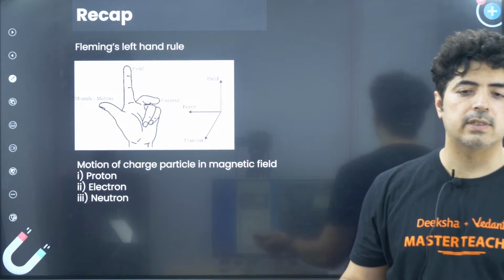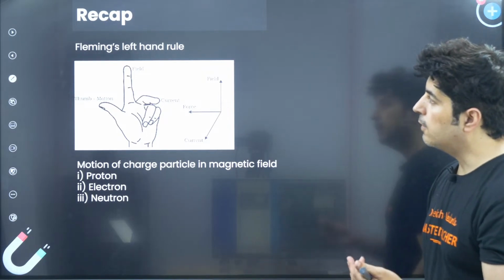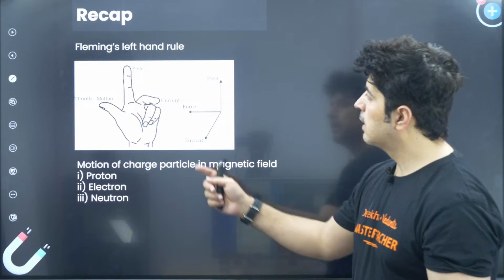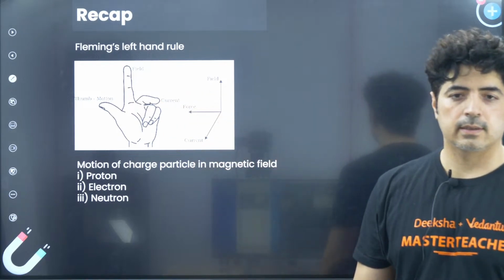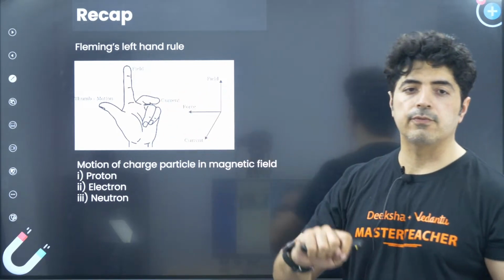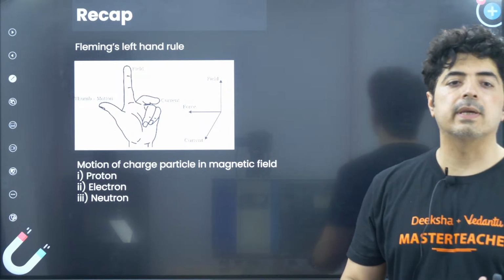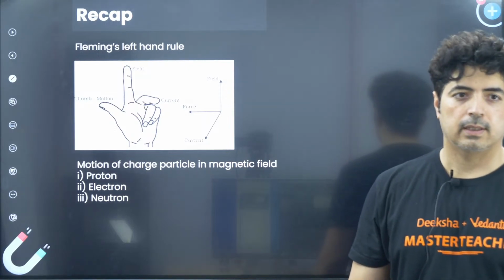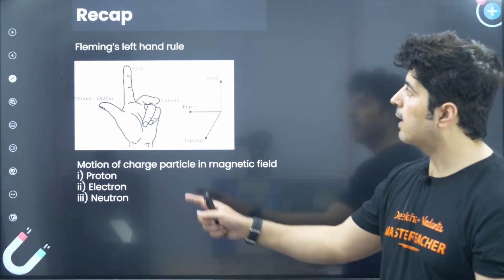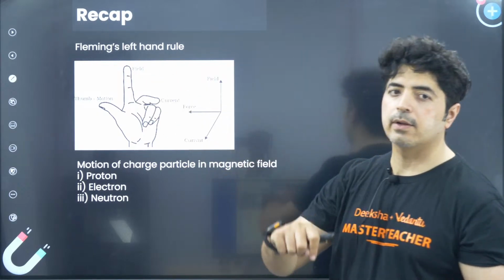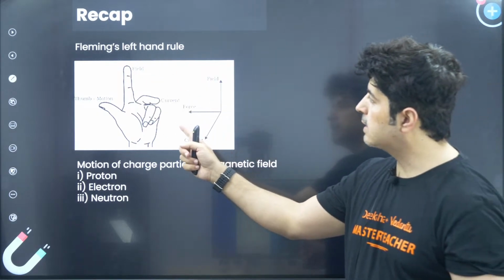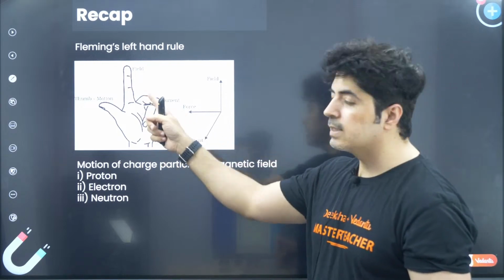What kind of force is it? Let's say a current carrying conductor is kept in a magnetic field, it experiences a force. That force direction is given by Fleming's left hand rule. And as you can see in this diagram, this is your left hand.